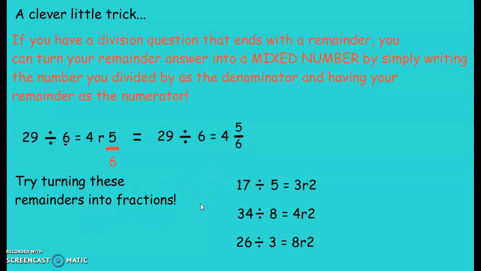If you'd like, have a go at turning these remainders, so you don't have to do any of the working out because it's all been done for you. All you simply have to do is turn these remainder answers into mixed numbers. And you can do that by doing 17 divided by 5 equals 3 remainder 2. You can literally just put an equal sign, and then instead of having 3 remainder 2, you can have 3 and 2/5. And that is because 2 is our remainder, so that becomes the numerator. 5 was our division number, so that is going to be the denominator. And that's how we make our fraction.